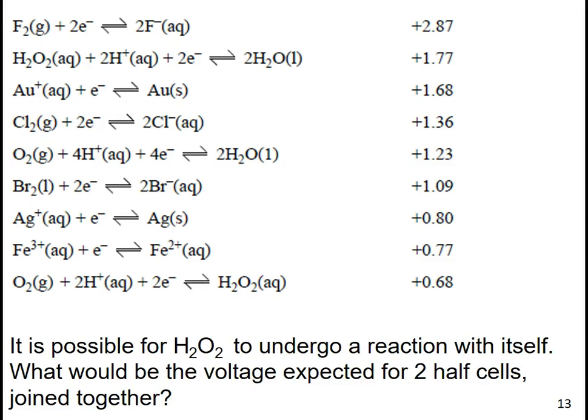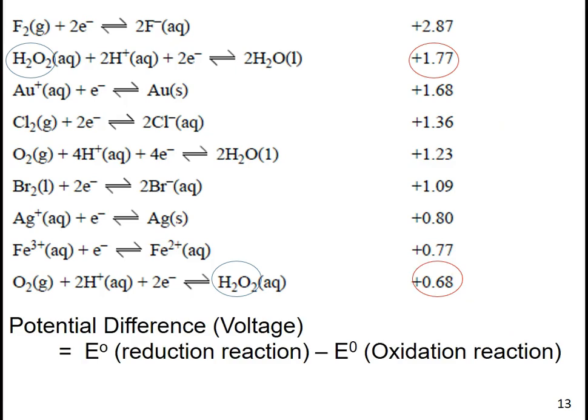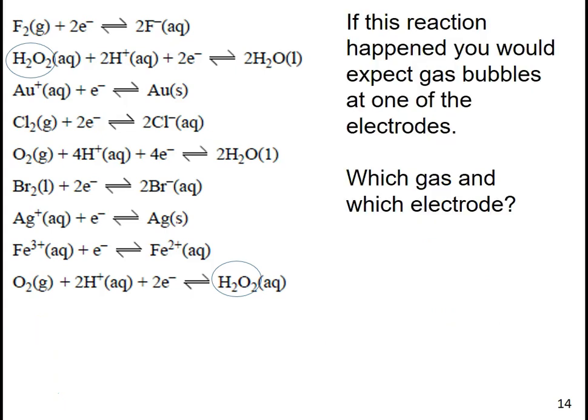Is it possible for hydrogen peroxide to undergo a reaction with itself? So if you look on the electrochemical series, you've got hydrogen peroxide here, and it's in the right pattern. What would the voltage expected for the two half cells? So remember voltage, it's the difference between here and here. What's the gap between them? So if you take 0.68 away from 1.77, you'll get 1.09 volts. So that's the difference between them. So that's the voltage if you had a 1 molar solution.